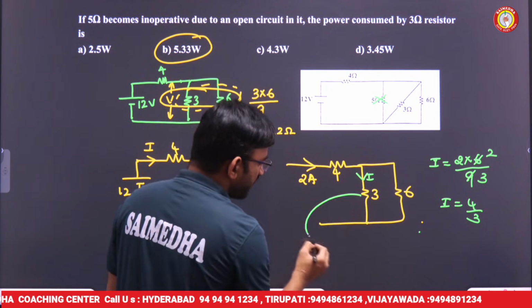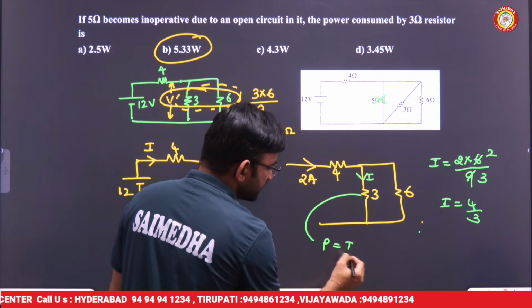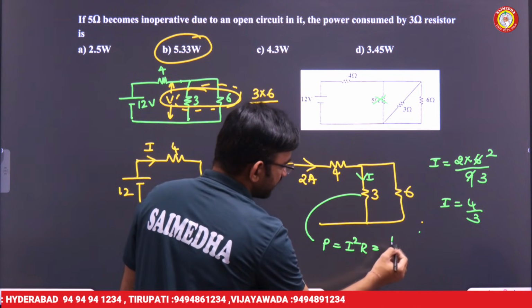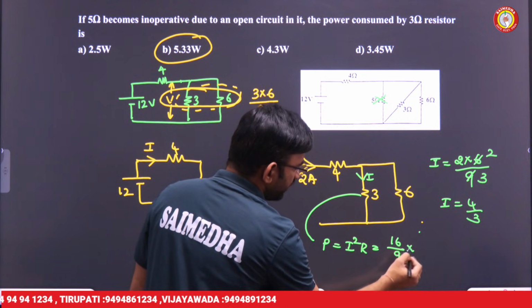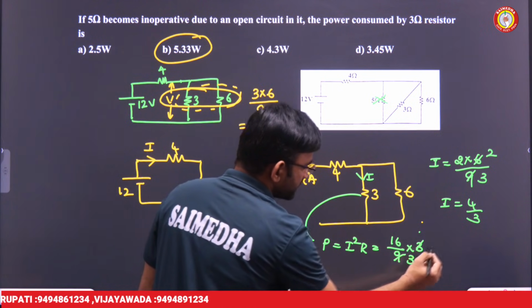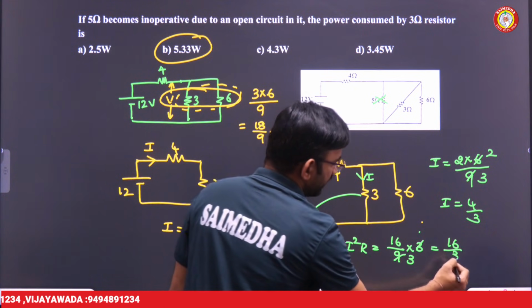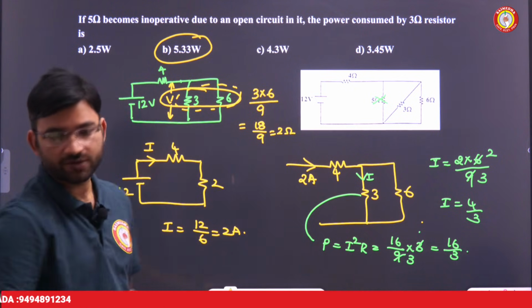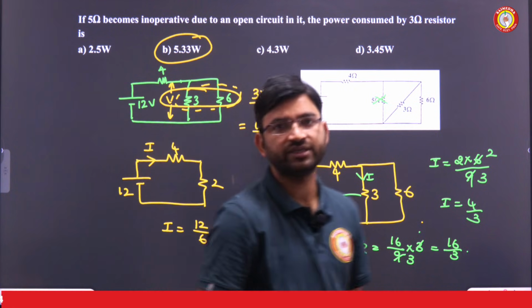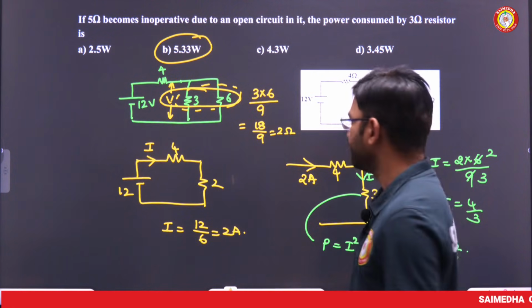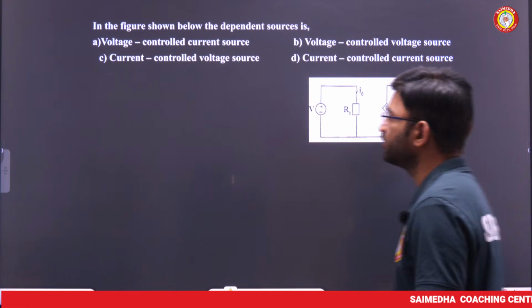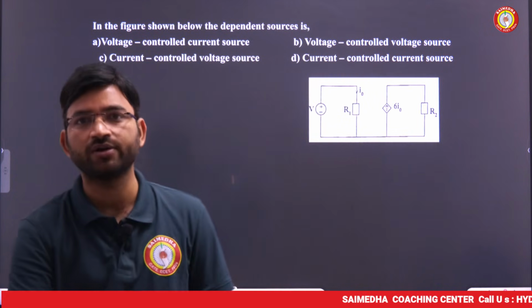I need to find the power. Power equals I square times R. I square means 16 by 9 into R. 3 1s are 3, 3 3s are 9, nothing but 16 by 3. Again you will get the same answer, 5.33. So you can do it in both ways, sir. Whichever method you follow, you can follow that method.